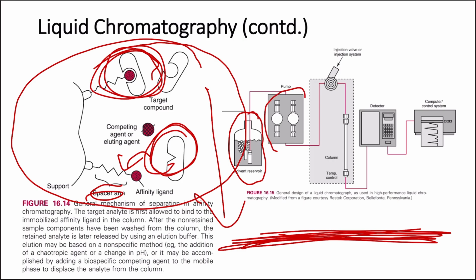Then we have the pump. Since it is a case of high performance liquid chromatography, we have a pump which is going to pressurize and provide the pressure to this mobile phase. Then we have the injection valve, or the injection system, from which we are going to pour in the samples.